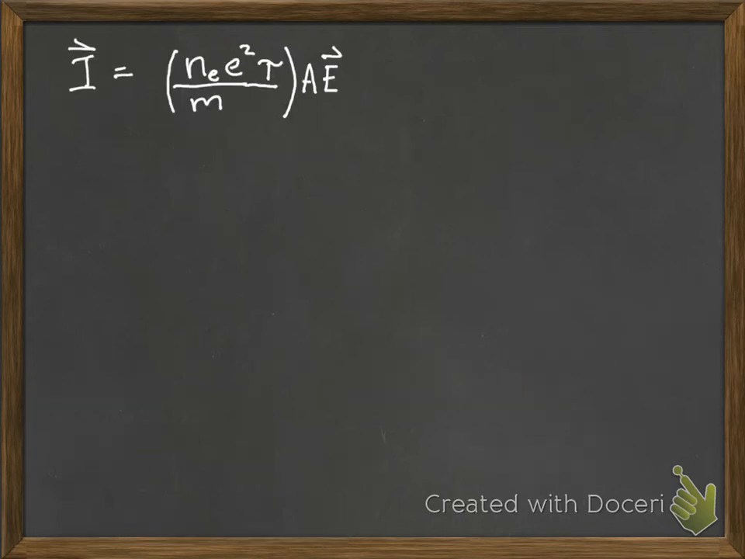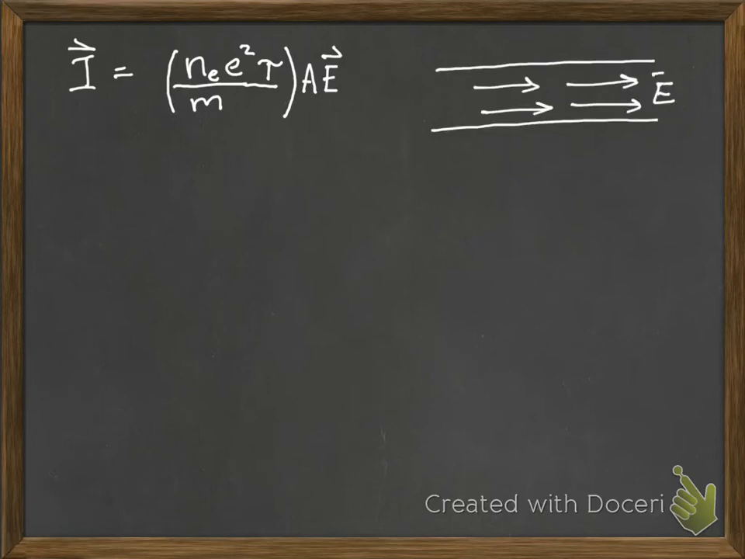Now the quantity in parentheses is called the conductivity. Something to notice here is that the current is equal to the conductivity times the area times the electric field. And if we consider the direction of these quantities, the electric field is a vector that points to the right in our example. So the current through that wire, the charge current, also points in the same direction as the electric field.